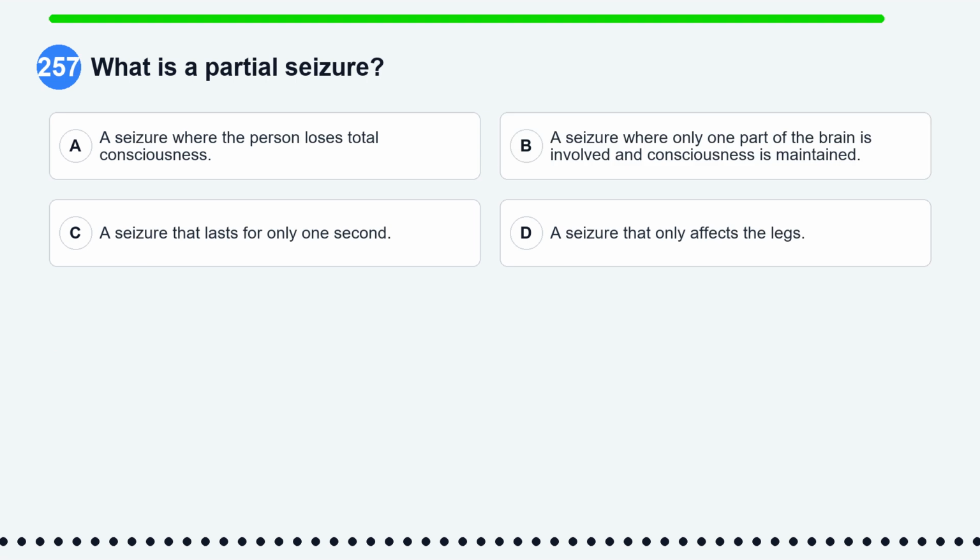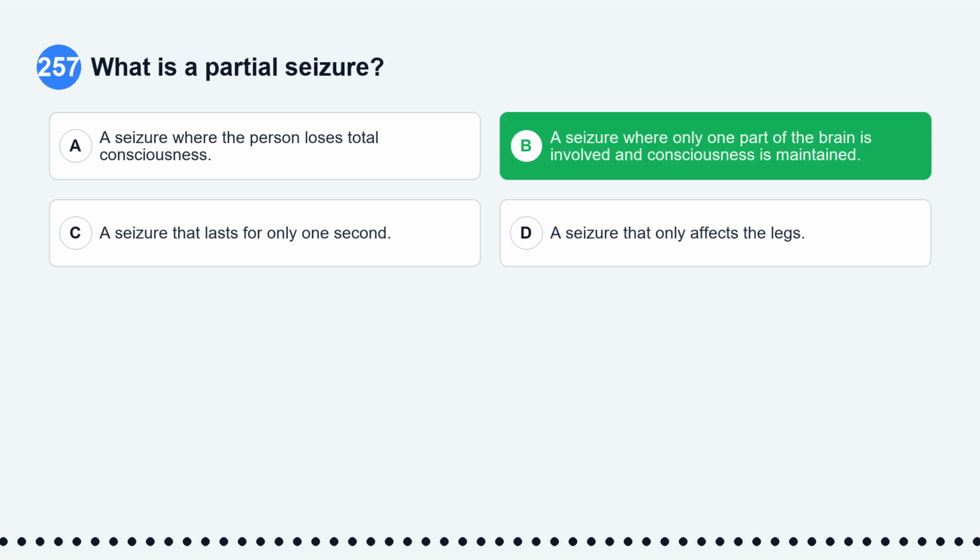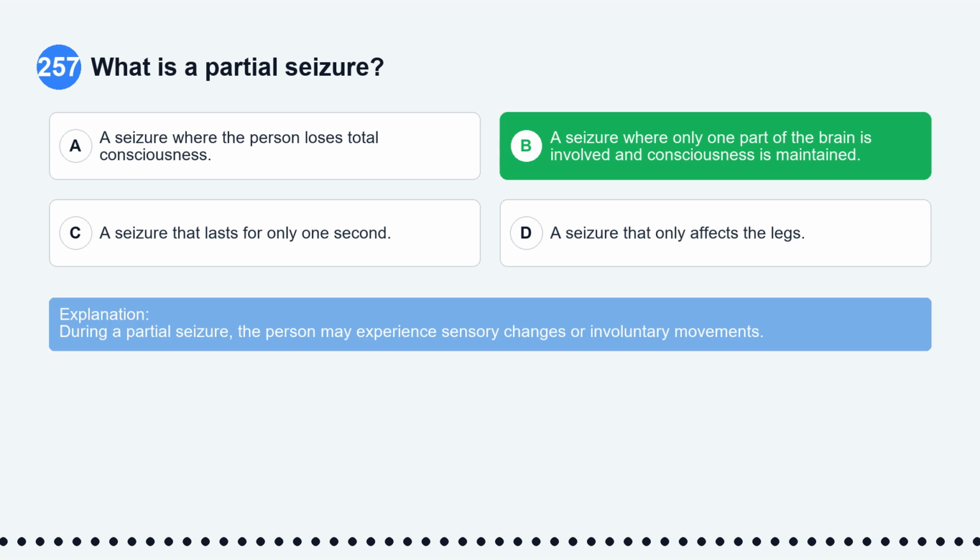Question 257. What is a partial seizure? Option A, a seizure where the person loses total consciousness. Option B, a seizure where only one part of the brain is involved and consciousness is maintained. Option C, a seizure that lasts for only 1 second. Option D, a seizure that only affects the legs. The correct answer is option B, a seizure where only one part of the brain is involved and consciousness is maintained. During a partial seizure, the person may experience sensory changes or involuntary movements.